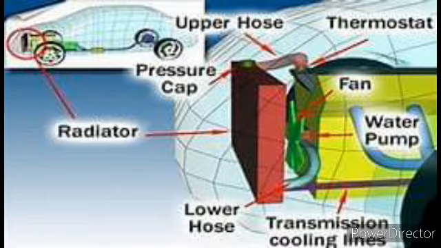Then the third one is the thermostat. It is the thermostat which acts as a valve for the coolant and allows it to flow through the radiator only after exceeding a particular temperature value. The thermostat has paraffin wax in it which expands at a particular temperature and opens it up at that temperature.